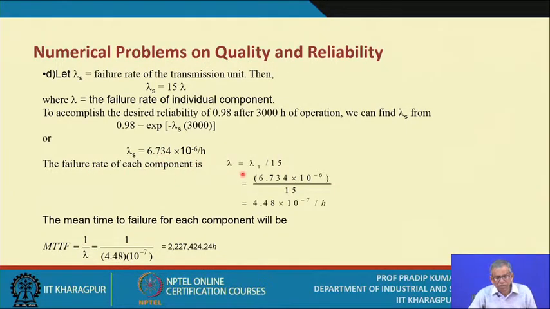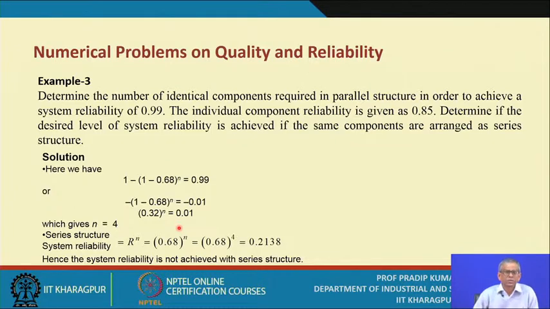So the failure rate of each component is obviously lambda s divided by 15, that means 4.48 into 10 to the power minus 7. So you just follow the steps one by one. You will get all the details, and you will understand all sorts of computations and why and how these computations are necessary. Similarly, the mean time to failure for each component will be MTTF is 1 upon lambda. These expressions you are already aware of for computing mean time to failure, and the value is this one. Now we will move to the next example.